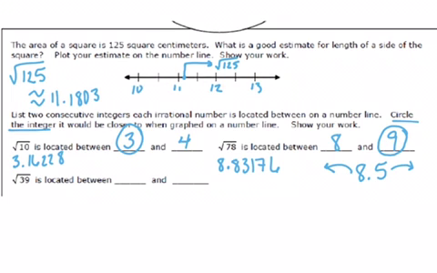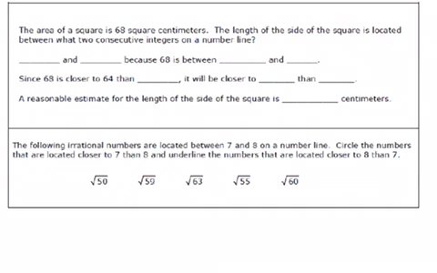And then finally, the square root of 39 is 6.245. So the 2 integers it's between are 6 and 7. And 6.2 is closer to 6 than it is to 7.